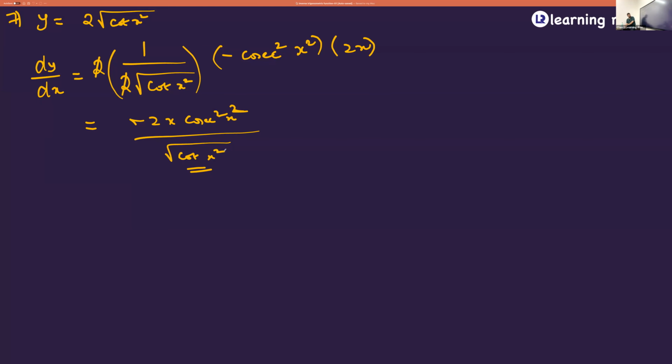Depends. You can leave it like this also. If you want to simplify, if you want to remove the square root, just multiply with the square root. So multiply with root cot x square and divide it with root cot x square. Then you will have cot x square here. Cosecant square, you can write it as 1 by sine square. Cot, you can write it as cos by sine. So one sine will get cancelled and then you will get another value. It's fine. You can write it in that way, or this is also fine.